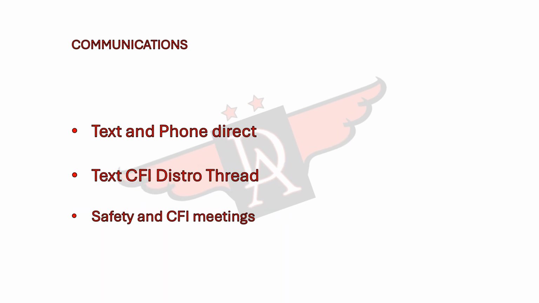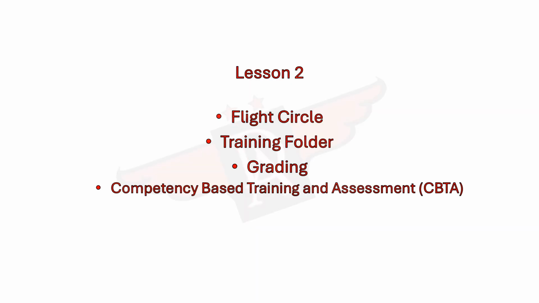To be able to get a hold of us, of course, you can always text and phone directly. Go through the chain of command, though, so that the people who are working with you on a day-to-day basis can help you out quicker. We also maintain a CFI distribution thread that will text, so that if it's an all-call kind of situation, but also with email. And we will be re-implementing the safety and CFI meetings on a regular basis so that we can disseminate information and have an in-group kind of question issues.